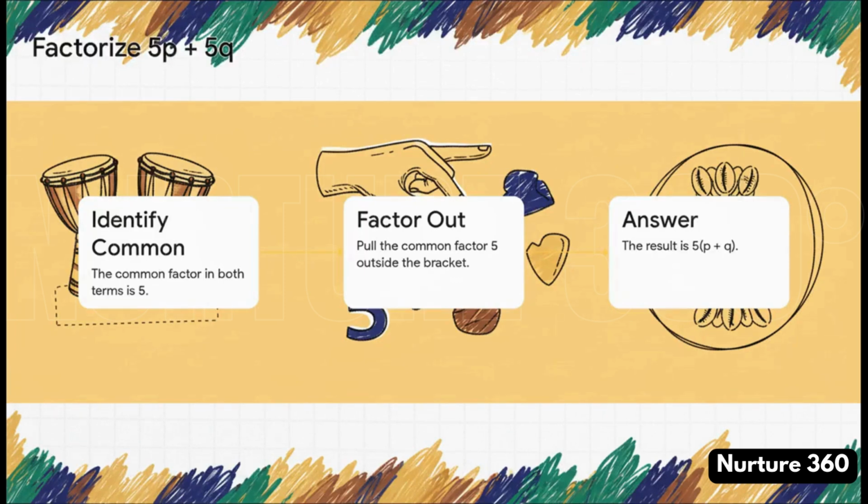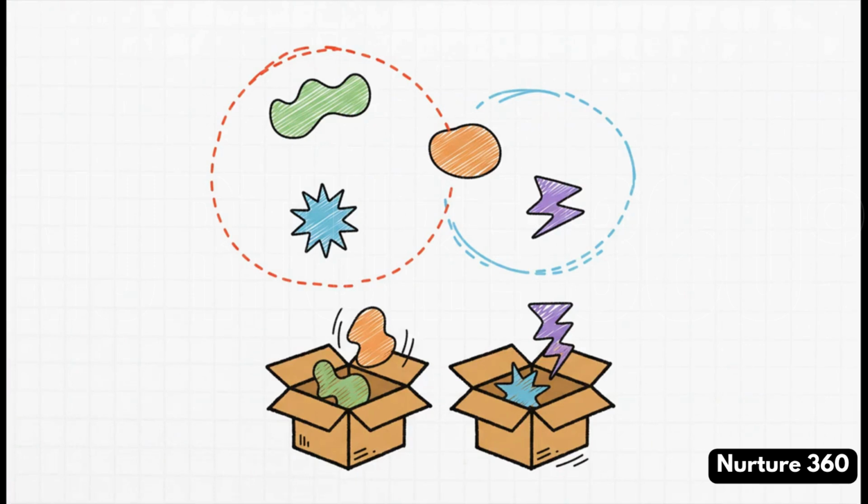Okay, let's put it into practice with a super simple one, 5p plus 5q. So, first step, you got to spot what they both have in common. And here, it's obviously the number 5, right? We just pull that 5 outside of a bracket, and what's left inside? The p plus the q. So the result is 5 times (p plus q). Simple as that.